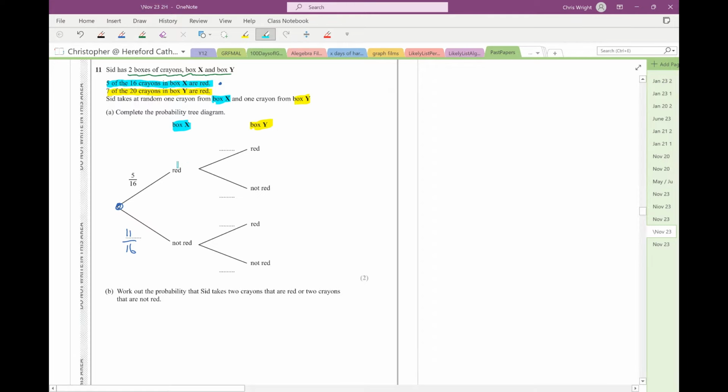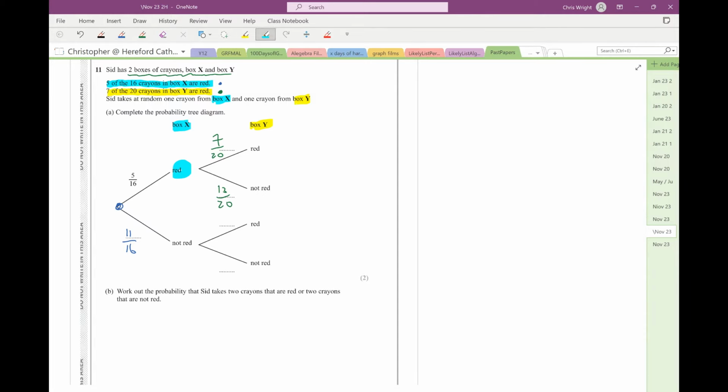Now we get to here. We've taken 1 from box X, and in this case that was red. Then we walk up to box Y. What's the probability that when we take 1 from box Y, it's going to be red? Well, 7 out of 20. So it must be 13 out of 20 that it's not red.